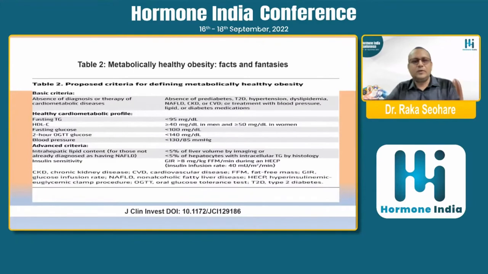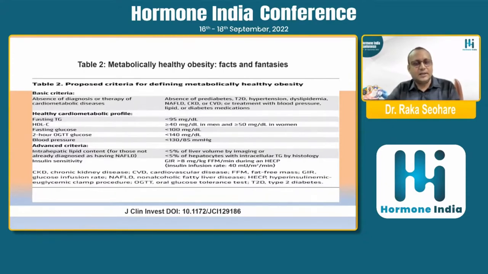I am not going to waste too much time, but this is the definition and proposed criteria for defining metabolically healthy obesity. The basic criterion is the absence of any diagnosis or therapy of cardiometabolic illness or disease, meaning absence of pre-diabetes, type 2 diabetes, hypertension, dyslipidemia, NAFLD, CKD or CVD, or treatment with blood pressure, lipid or diabetes medication, in the presence of obesity.